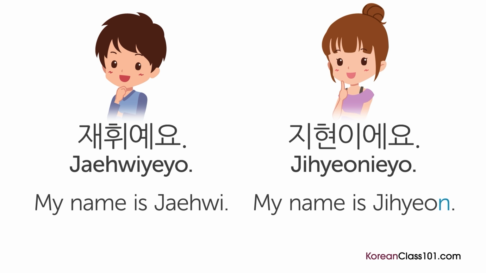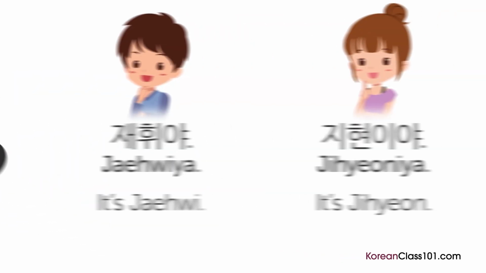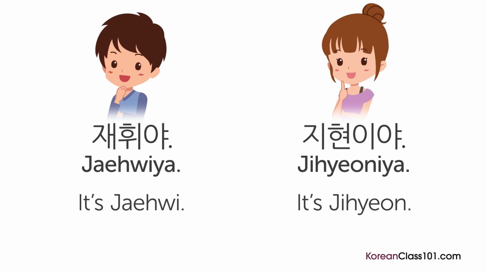If your name ends in a consonant, like the common Korean female name 지현, then you use the 이에요 ending. Therefore, the whole introduction will be 지현이에요, using 이에요 at the end. This is the most common way to introduce yourself. The last version is really casual, so be careful when you use it. Again, the ending depends on whether your name ends in a vowel or consonant. With my name, Jae-hui, I'll use the ya ending. Therefore, the whole phrase would sound like Jae-hui-ya.